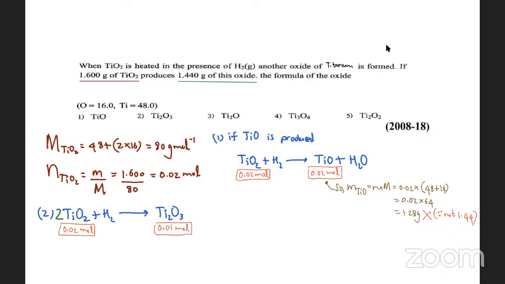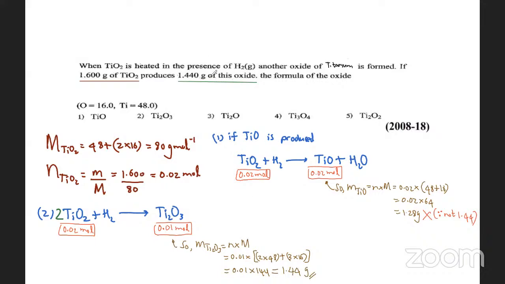If 0.01 moles had been produced, what should be the mass? So mass of Ti2O3, again, number of moles into molar mass, number of moles 0.01 into molar mass. Molar mass, people, 2 into 48, that is 96. I think this is the answer. Agreed? 2 into 48 plus 3 into 16. And when you multiply everything and add everything, you will be getting 144 here. So 0.01 into 144, final answer. That is the answer we were looking for, 1.44 grams.